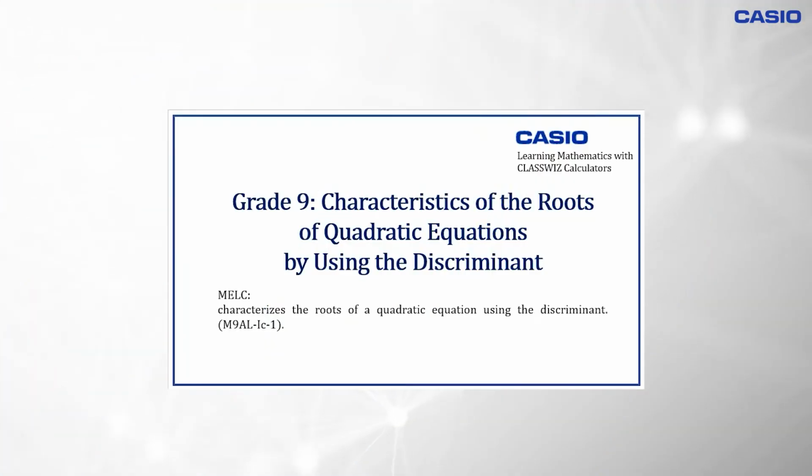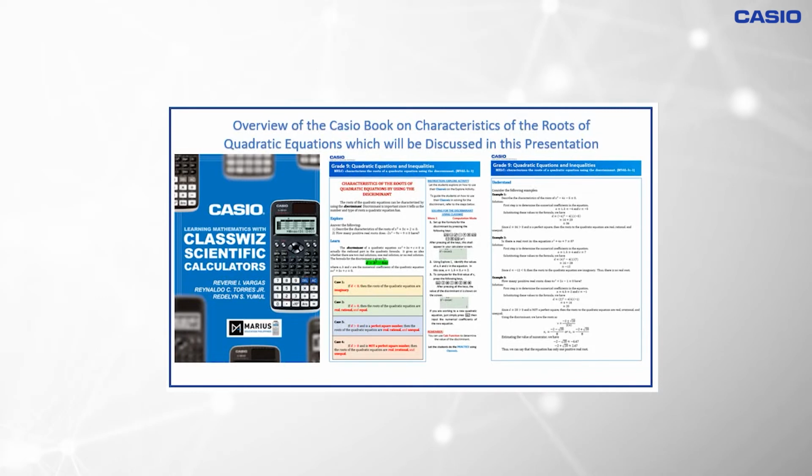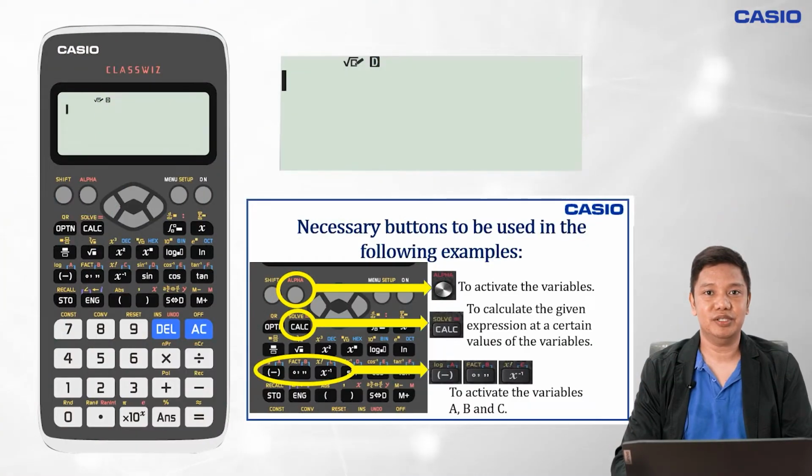In this video, we will explore how we can use the Classwiz calculator in learning and teaching the discriminant, and how this can be used to characterize the roots of a quadratic equation. The examples and steps to be discussed in this presentation are also indicated in the Casio book on characteristics of quadratic equations. The Casio emulator is a great tool for teachers to simulate the process of learning and computation in class. In this lesson, we will be exploring Menu 1, Calculate mode, as we learn to compute the discriminant of a quadratic equation.